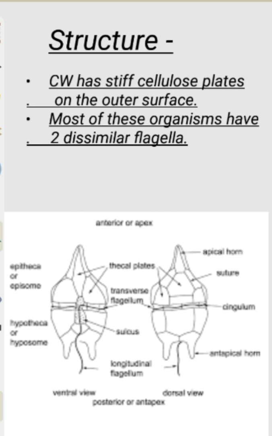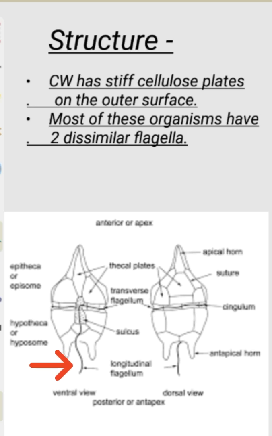One is the longitudinal flagellum, the other one is a transverse flagellum. The longitudinal flagellum lies in a groove called the sulcus, and it runs between the thecal plates from the center of one side to the posterior end of the cell. When this posteriorly oriented flagellum beats back and forth, it propels the dinoflagellate in the opposite direction. So that's how movement occurs by this longitudinal flagellum.